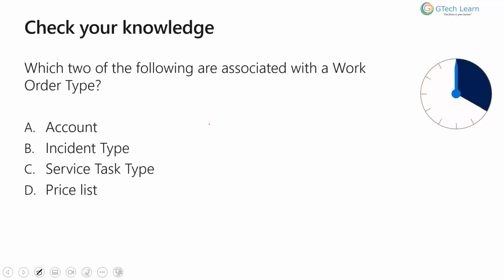Now the next question we are having in line is which two of the following are associated with a work order type? Whether it's going to be your account, whether it's your incident type, whether it's your service task type, whether it's your price list. So let me start the timer and have the answers in the chat box.